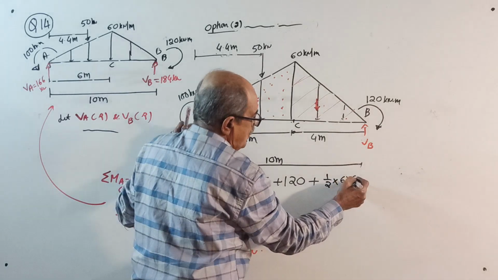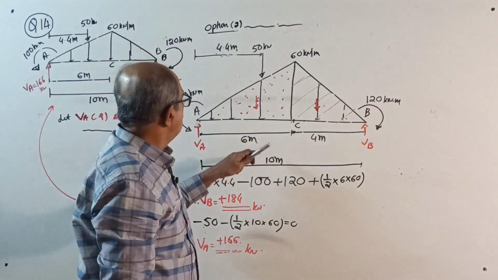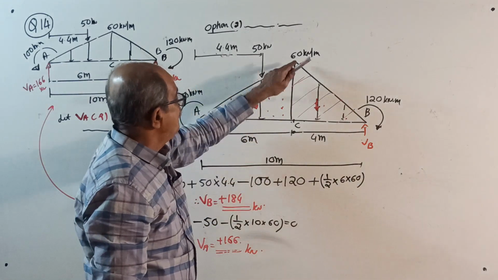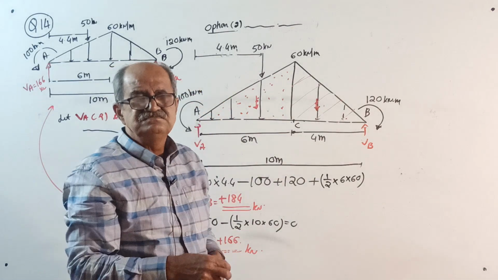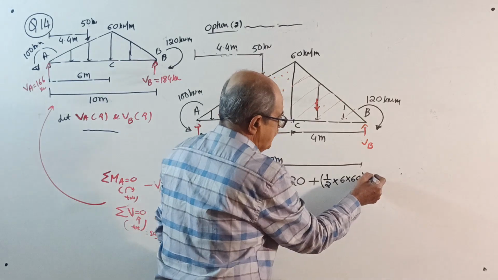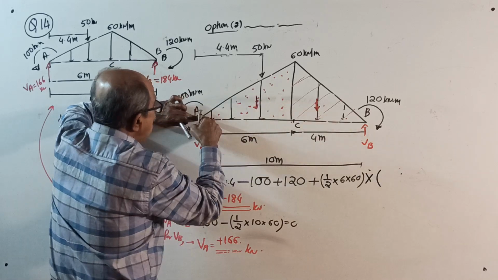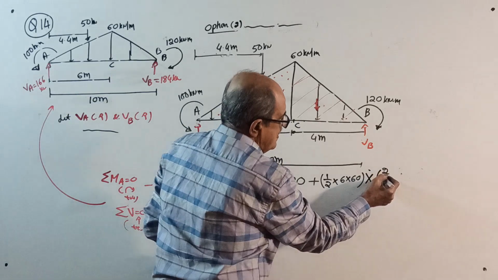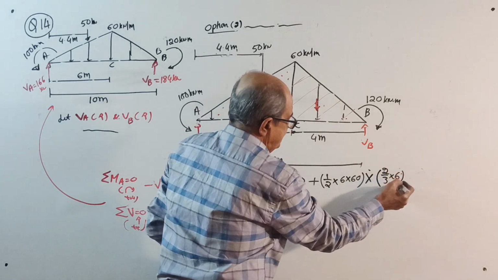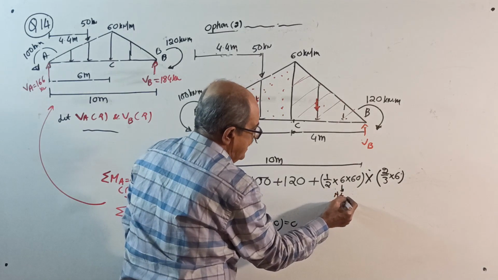Suppose somebody will ask, sir, why sir? No, leave my class. If somebody asks, sir, total load, why is it half into 6 into 60? If it is offline class, I will tell him, leave the class. Multiplied by moment about this point, this total load into this distance is 2/3 of 6. Right here, this is the total load from A to C.